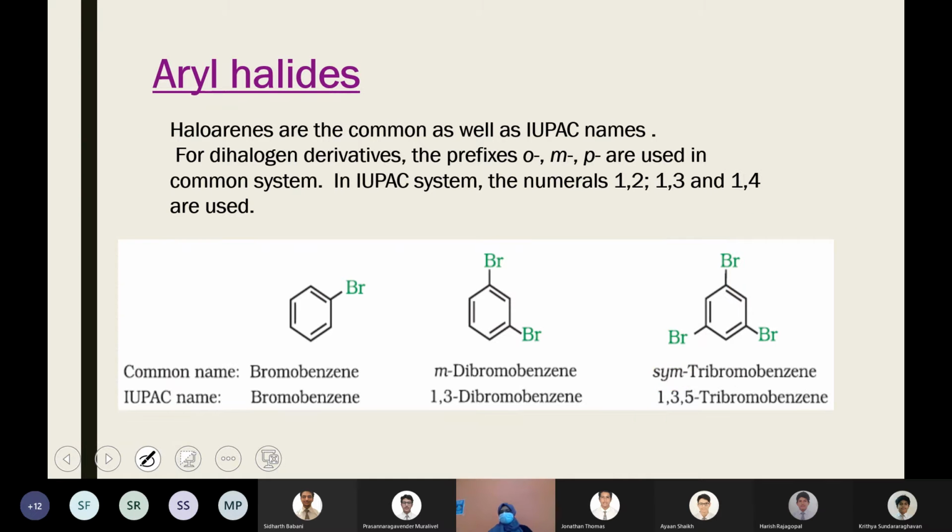Or it's also known as 1, 3, 5 tribromo in the IUPAC naming system, because when you start numbering, you can see that on the first carbon, third carbon, and fifth carbon, you have bromine.